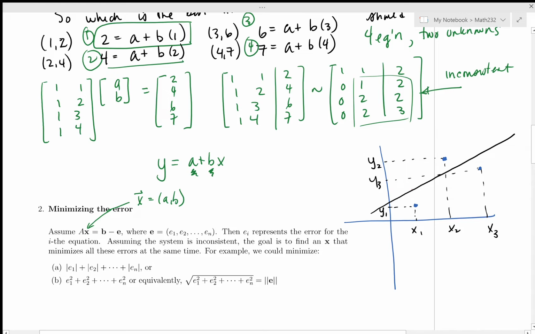So this distance right here is E1, and then this distance right here is E2, and then this distance right here is E3. And what we want to do is move this line, sort of rotate it up and down a little bit, move it however we like, in order to effect some minimization of the error. One option would be to attempt to minimize the absolute value of all of the errors. And then the other one is to minimize the squares of the errors.